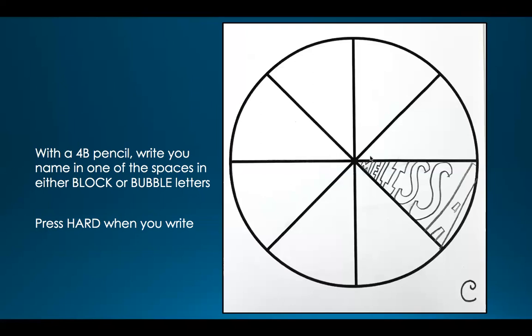And then you need to choose one section, only one, and you're going to write your first name in bubble or block letters. And I need you to press hard when you write, because in just a second, I'm going to show you how we will use that graphite to transfer your name all the way around, okay?